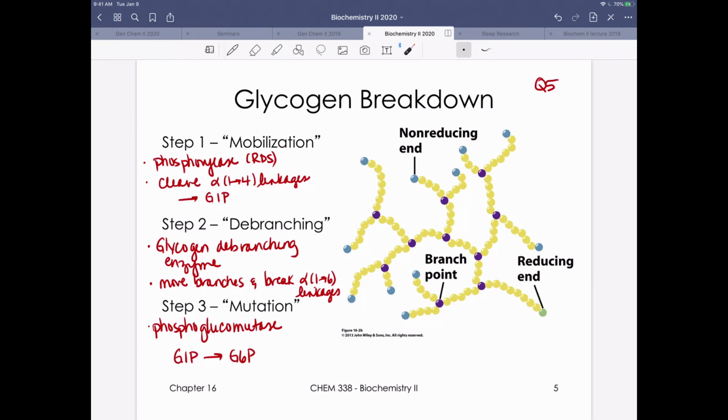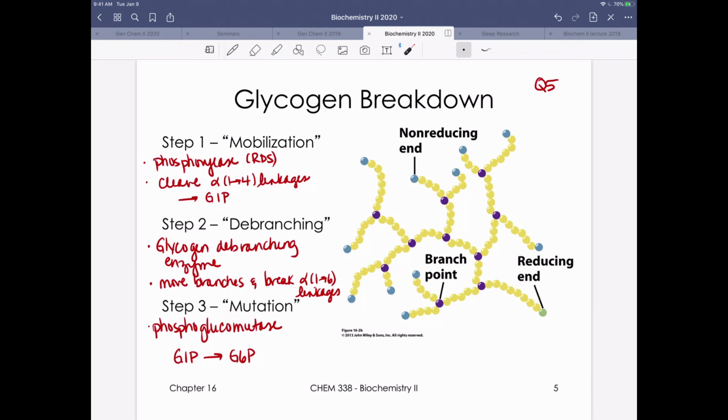Once it gets close to a branch point, the next thing that has to happen is we have to start debranching our glycogen polymer. And that's because we can't have this enzyme continue to break alpha-1,4 glycosidic linkages when there's branches that are there. So the debranching enzyme is actually a multifunctional enzyme, a bifunctional enzyme, 2 activities. And the 2 things that it does is it's going to move branches and it's going to break alpha-1,6 linkages. So it's actually going to break the linkages between our branch point residues.